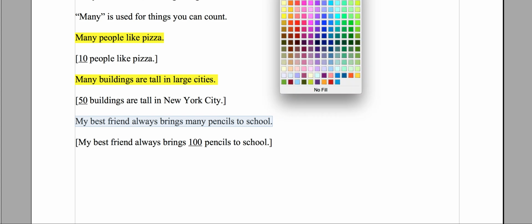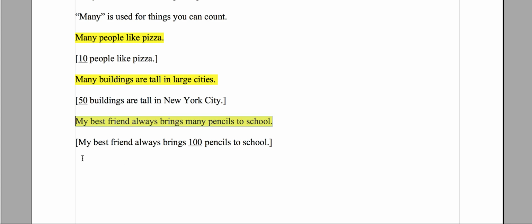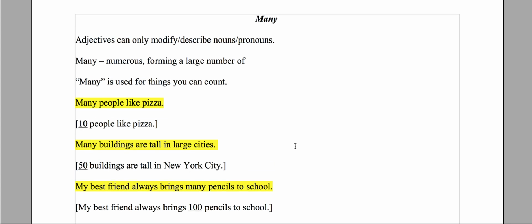So many people like pizza. Many buildings are tall in large cities. And then my best friend always brings many pencils to school. Hopefully this helps. Thank you very much.